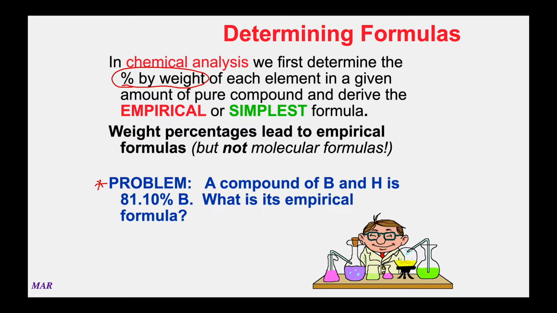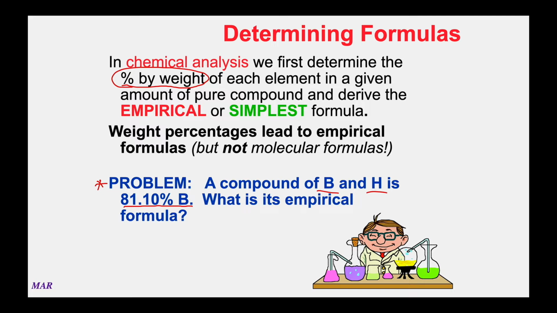In this problem, we've got a compound. It has boron and hydrogen, and it's 81.10% boron. Now, we saved a little money, and we didn't have them do a percent hydrogen test. But if there's only two elements, 100% minus the percent boron will equal percent hydrogen, so we can find it out.